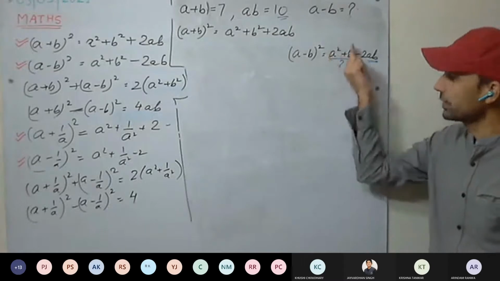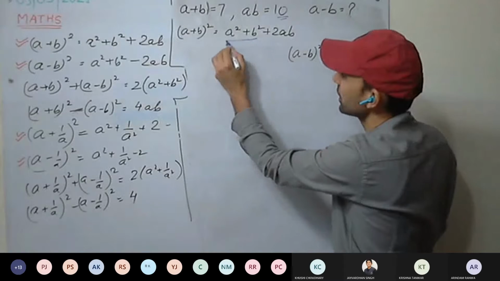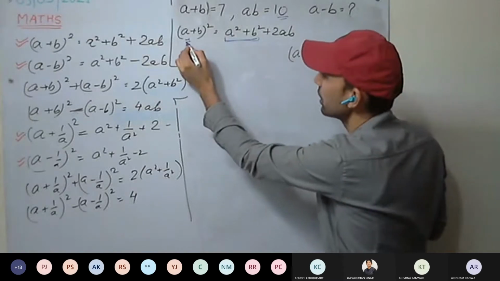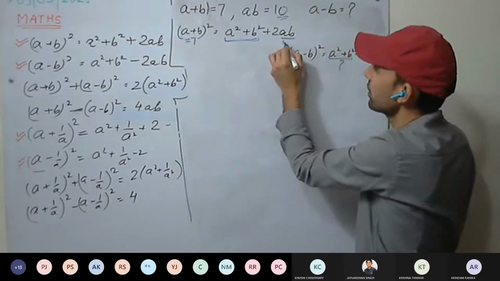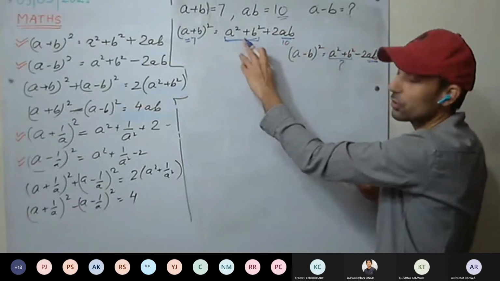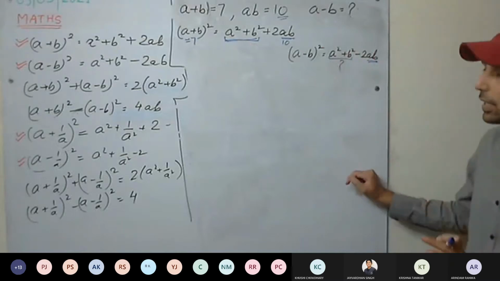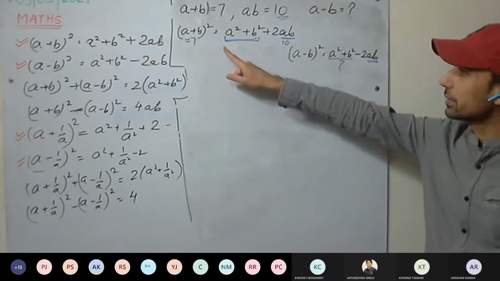So we have to find its value. How can we calculate? Its value we can calculate from here. Since AB is given, A plus B equals 7 is given and AB equals 10 is given. From here we can calculate the value of A square plus B square, and that value we can put here. Okay, understood this question? Have you understood the question?